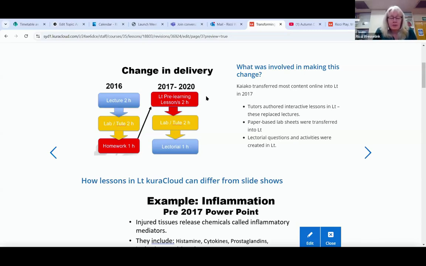What that looks like now, and since COVID, is that we still ask them to do a pre-learning lesson. They then come to a tute each week.